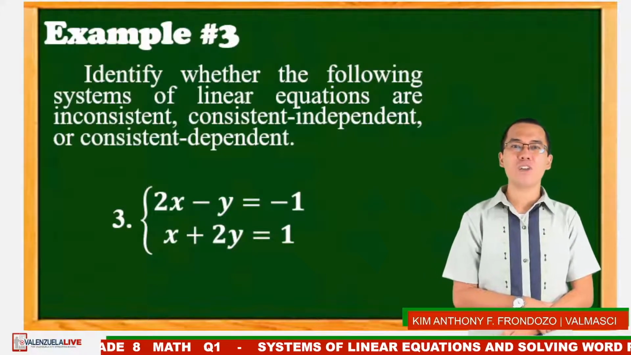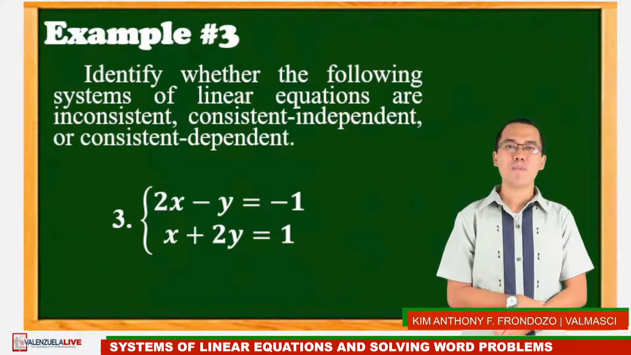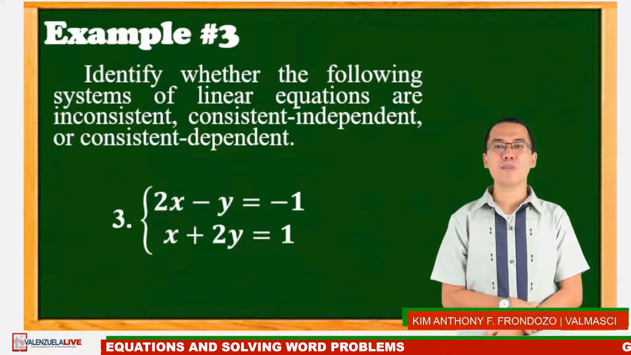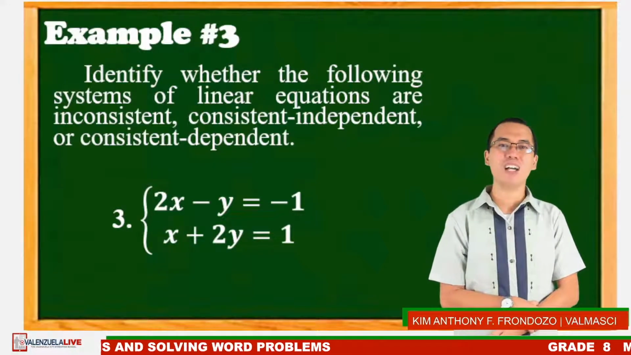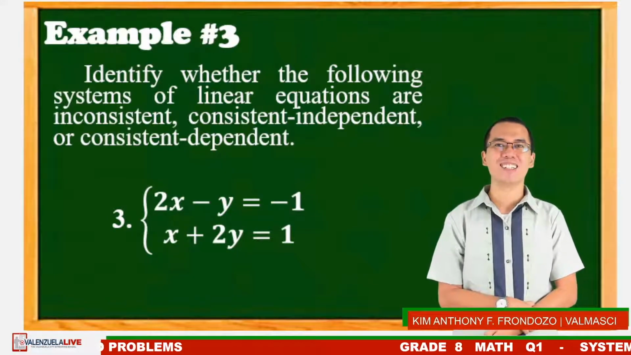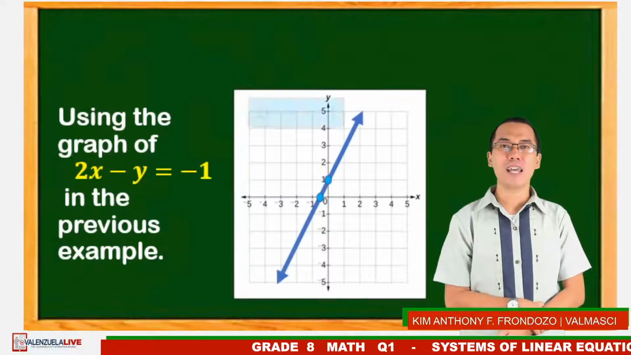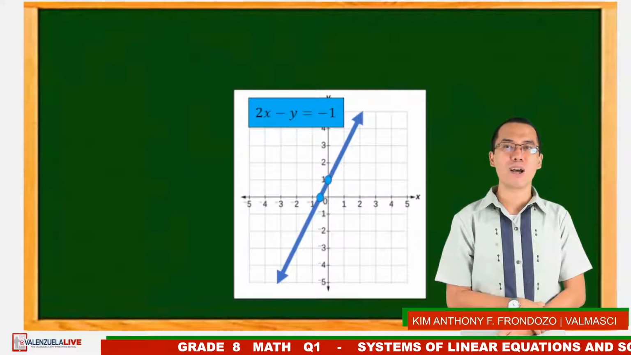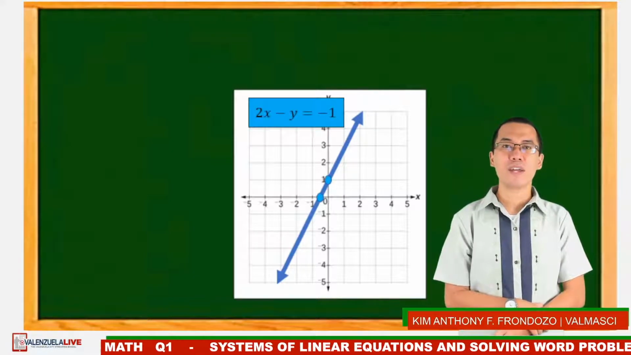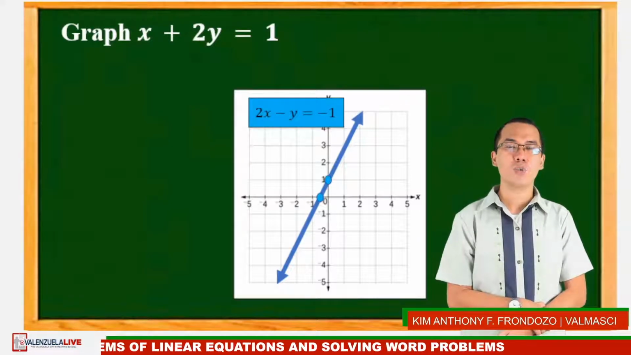Identify again whether the following systems of linear equations are inconsistent, consistent independent, or consistent dependent. For the first equation, we have 2x minus y equals -1, and for the second equation, x plus 2y equals 1. Again, using the graph of 2x minus y equals -1 from the previous example, we'll just graph it in the Cartesian plane. So we'll just solve and graph the second equation, x plus 2y is equal to 1.